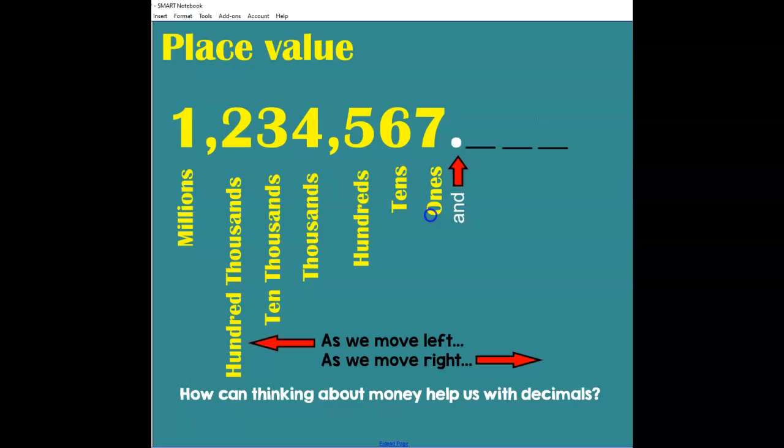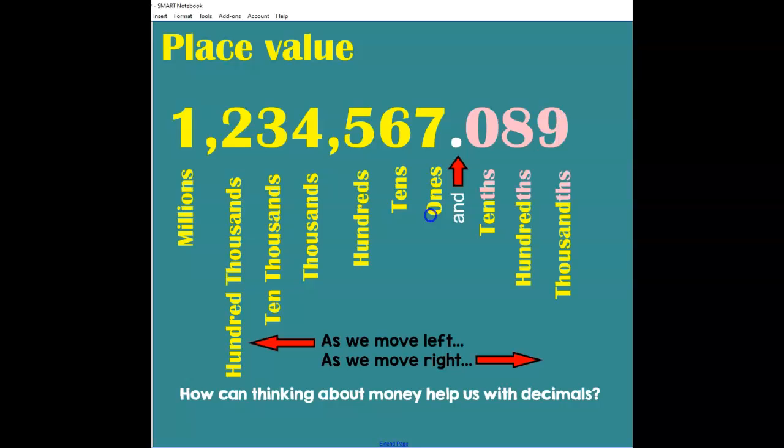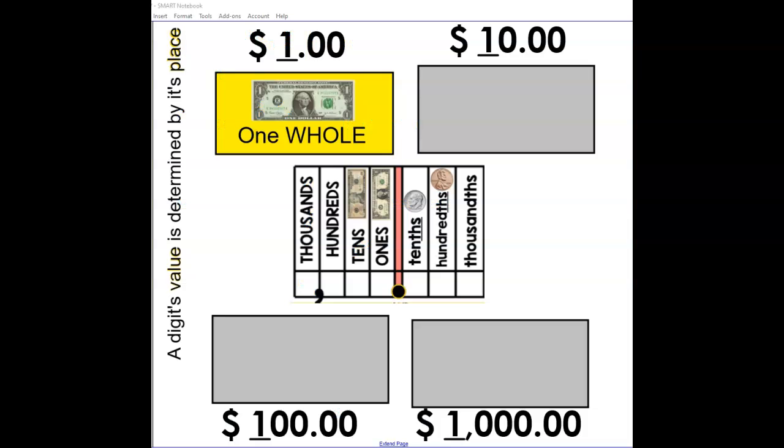Now we're going to move to the right. If we talk about smaller than one whole, again, we think money, money, money. When we think about decimals, we can think of our tenths, that's our dimes. We can think of our hundredths, our pennies. And we can think of our thousandths, a sliver of a penny. So I want you to talk to your table partner. What do you notice? What's happening as we move to the left and as we move to the right, looking at our place value chart?